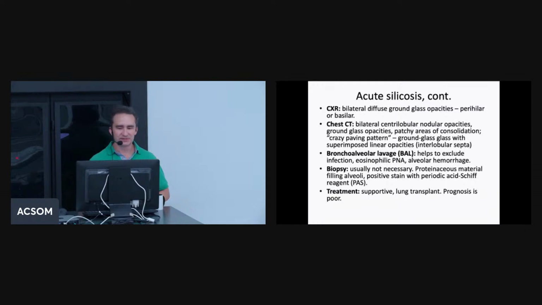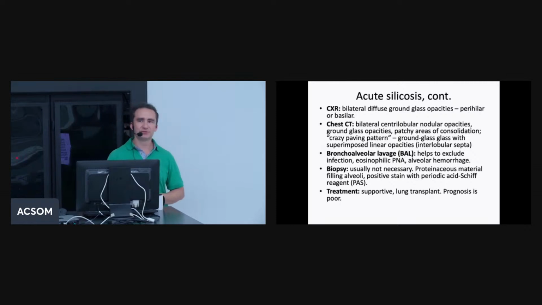On the chest CT, you'll see basically the same, but in a better picture: again ground glass opacities, patchy consolidations, crazy paving patterns, and I'll show you the picture of how it looks. If bronchoalveolar lavage is done, that will help to exclude infections, eosinophilic pneumonia, alveolar hemorrhage. So a lot of tests in general we do not only to diagnose, but to exclude other possibilities, primarily infection in these patients, because a lot of atypical infections may look the same.